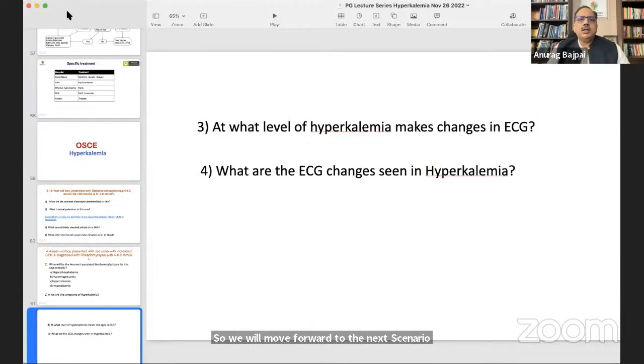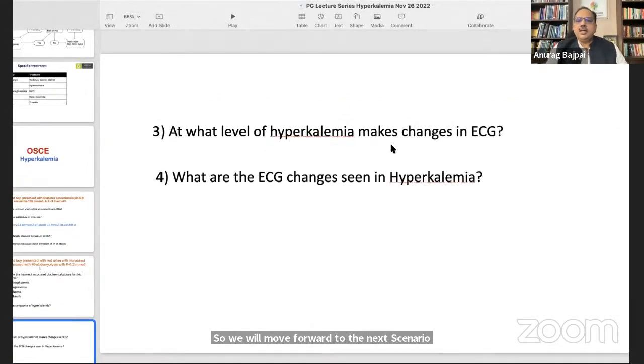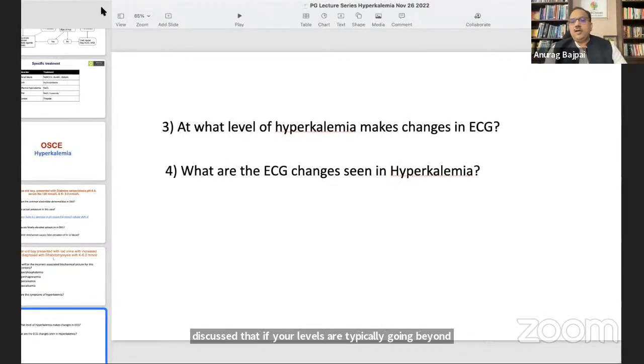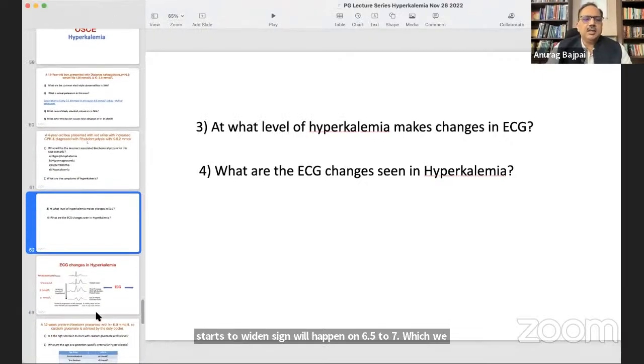So now the next question is, at what level of hyperkalemia do we get the ECG changes? I think we have discussed that if your levels go beyond 5.5, you will start having problems with peaked T waves. If it goes beyond 6.5, the QRS complex starts to widen. Sine wave will happen at 6.5 to 7, which we have discussed earlier.